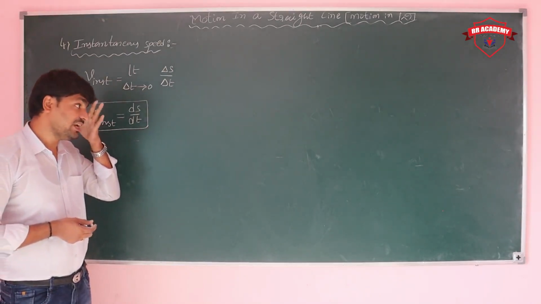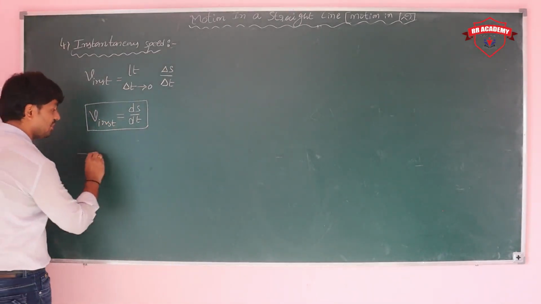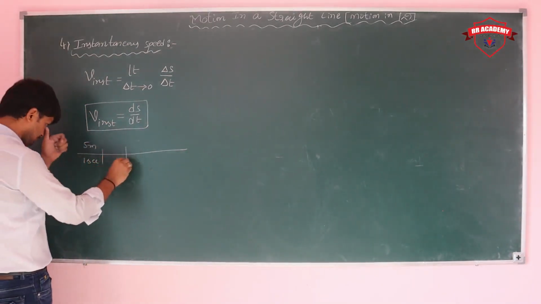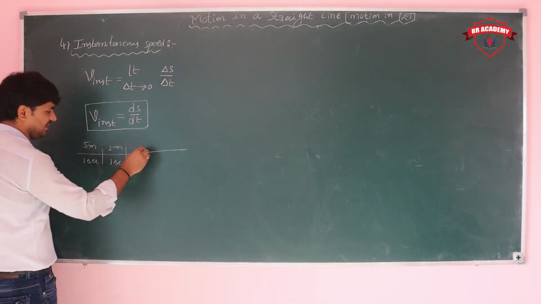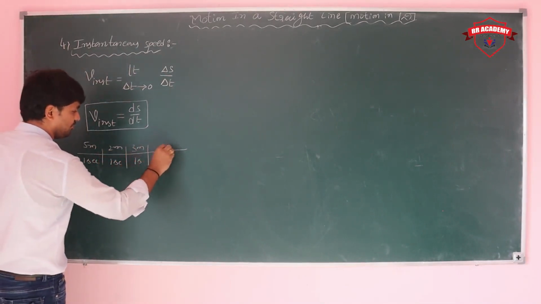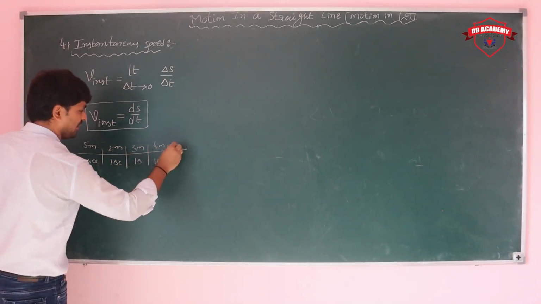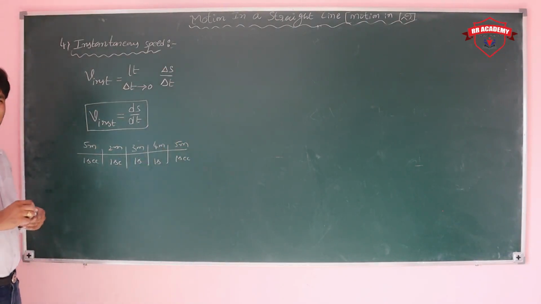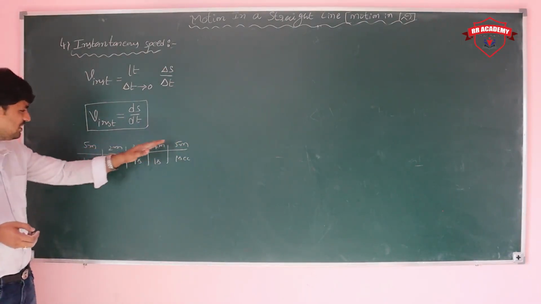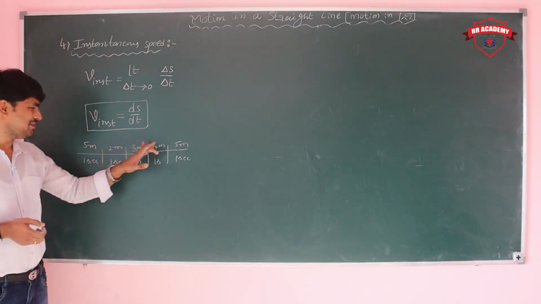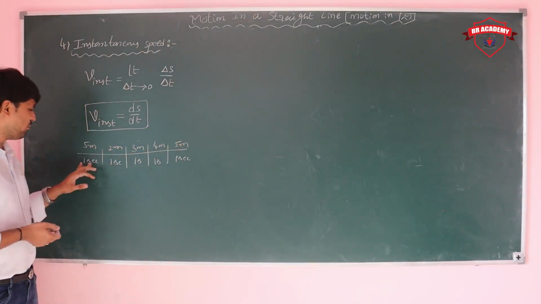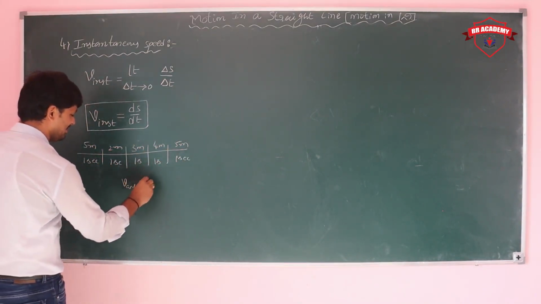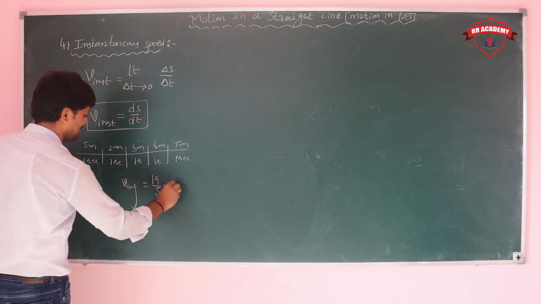See here, one example we will take. One example we consider here: 5 meters in 1 second, 2 meters in the next second, 3 meters in the next second, 4 meters in the next second, 5 meters in the next second. If you consider the situation, what is the average speed? Average speed means we have to take total distance, 5 plus 2 plus 3 plus 4 plus 5, 19, by 1 plus 1 plus 1 plus 1 plus 1, 5. Simply 19 by 5 meter per second.